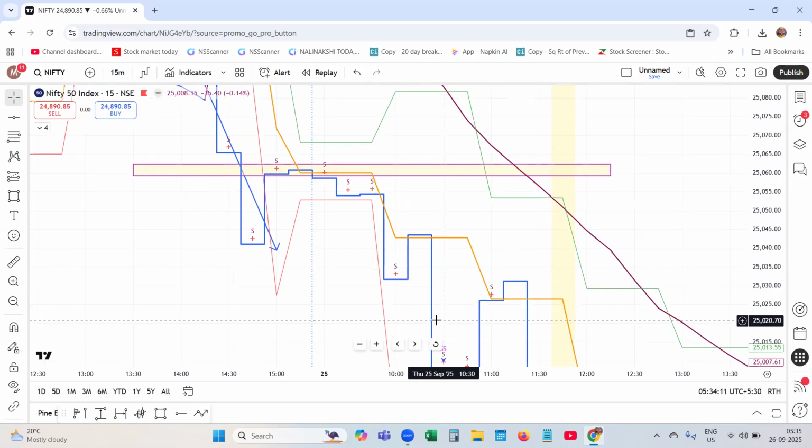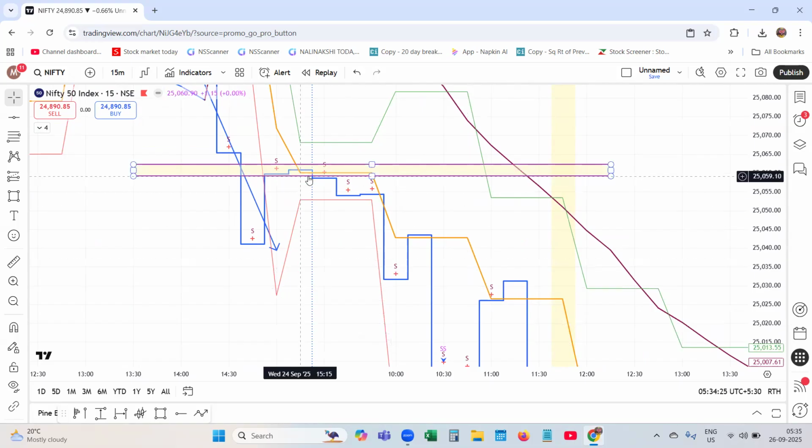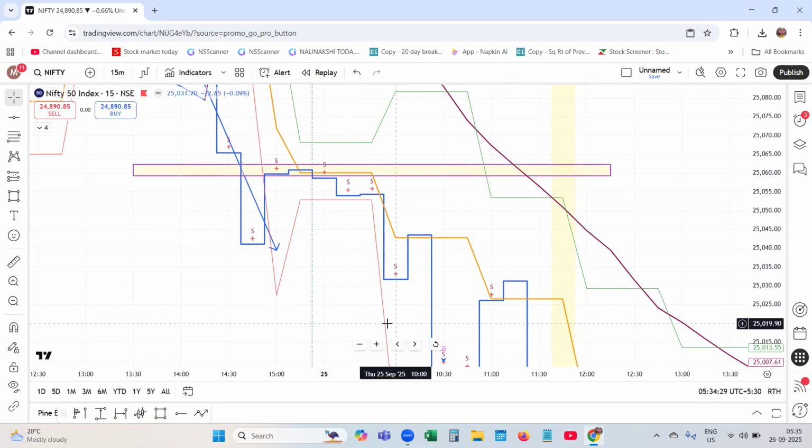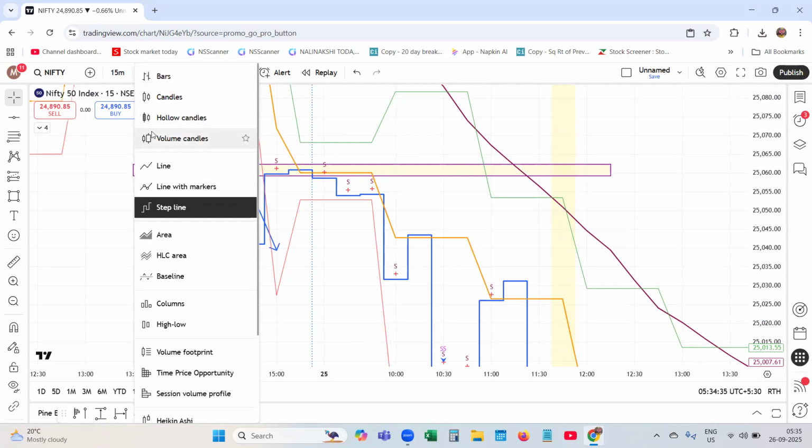So, where should your trade be on this day? It should be on the sell side. No question of buy. No question of buy. The price has not gone above the, see, in the morning, the price has not closed above the pivot. So that is the confusion when you are seeing the candles.